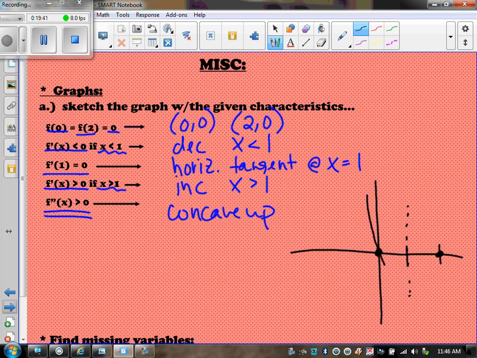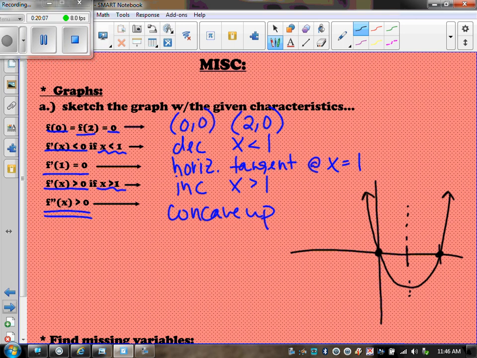It goes through 0, 0. It's decreasing, it decreases, it decreases. It has a horizontal tangent there. Then it increases, increases, increases, and goes through the point 2, 0. Let's make sure that all my characteristics work. I have my 2 points? Yep. Am I decreasing until I hit 1? Yep. Do I have a horizontal tangent at 1? Yep. Do I increase after 1? And is my whole entire graph concave up?